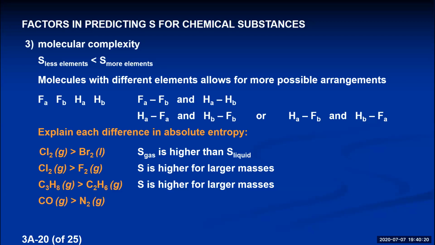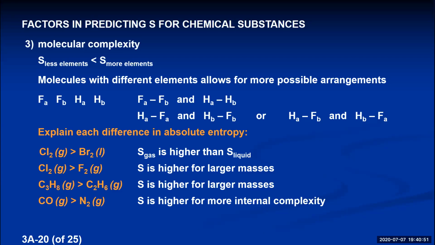Why does the diatomic molecule carbon monoxide have a higher entropy than diatomic nitrogen? It's not that they're different states, they're both gases, and it's not that they're different masses, they actually both have the exact same mass, 28 AMUs. What's the difference? The carbon monoxide molecule is composed of two elements, where the nitrogen molecule is composed of only one element, and so the entropy is higher for more internal complexity, which means more elements making up the molecules.